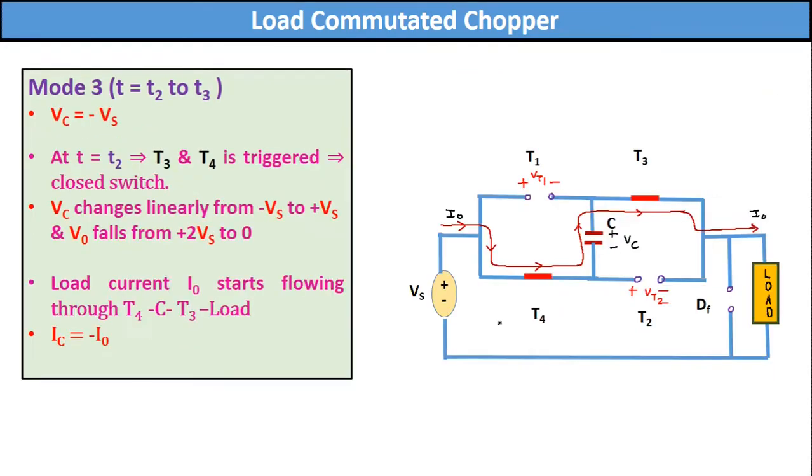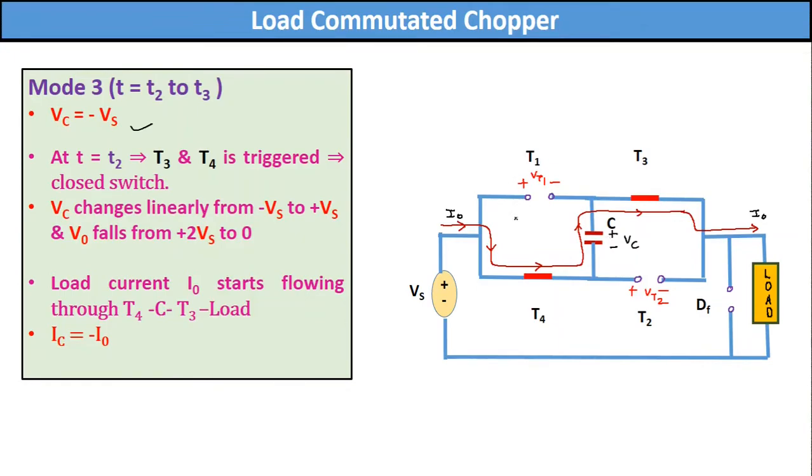Now we will study the last mode of operation, that is the third mode of operation. So at t is equal to T2, what is the voltage across the capacitor? It will be equal to minus Vs, that is, the upper plate of the capacitor is positive and the lower plate of the capacitor will be negative. So what happens because of this voltage across the capacitor? T3 and T4 are in the forward bias condition as we have studied in the mode 2 operation also. So at time t is equal to T2, T3 and T4 are given a trigger pulse. When they are given a trigger pulse, they start conducting the current and they will act as closed switches, as you can see in this diagram, and T1 and T2 thyristors will be in the reverse bias condition because of this voltage across the capacitor.